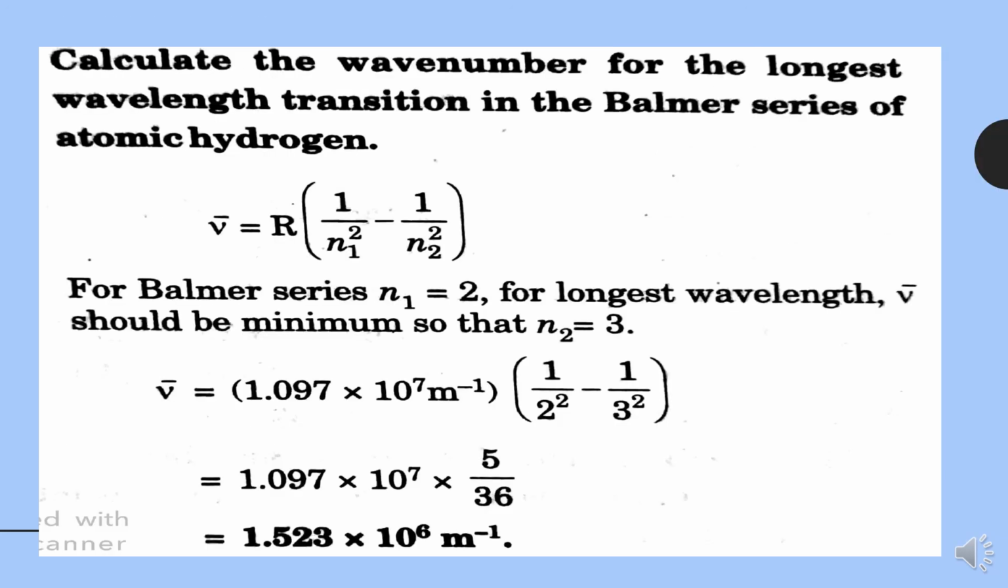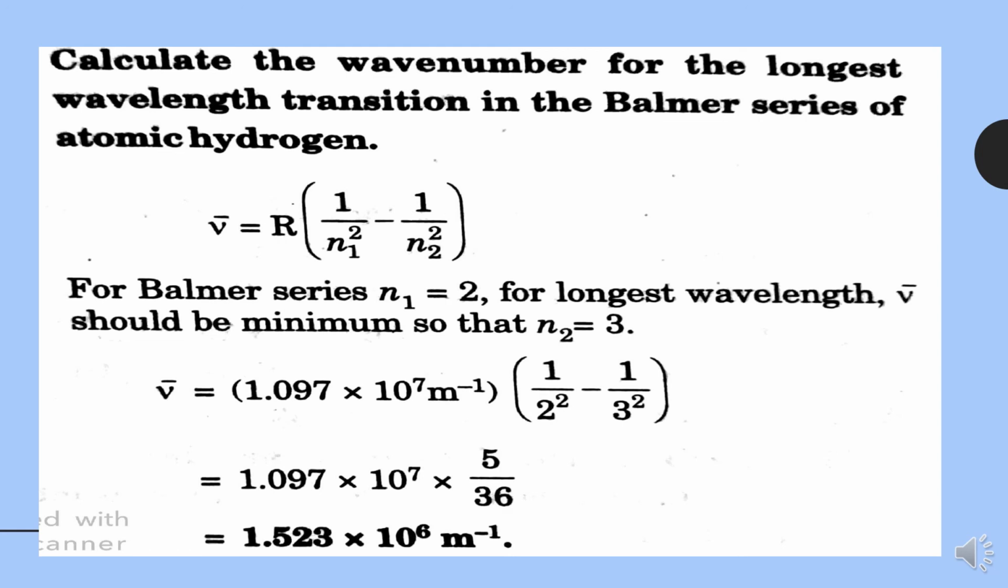Let us have one more example. Calculate the wave number for the longest wavelength transition in the Balmer series of atomic hydrogen. We have to find the longest wavelength transition of the hydrogen atom for the Balmer series. The longest wavelength transition means the longest wavelength comes when the transition is smallest; the smallest transition will give you the longest wavelength.